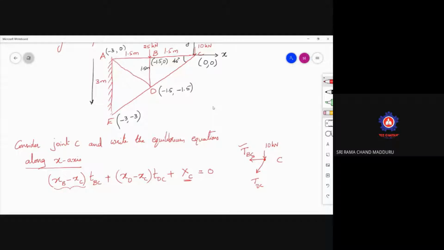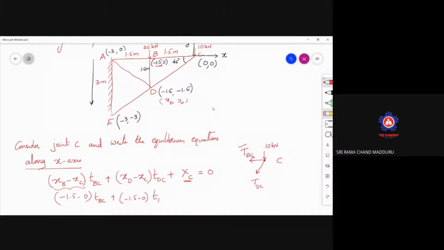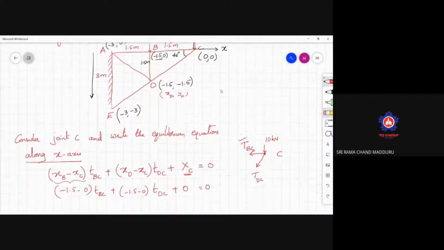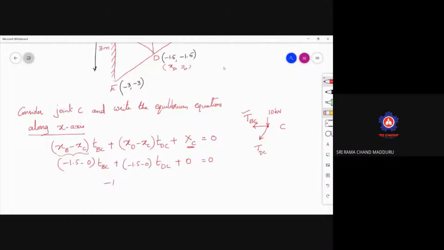Now, what is the value of xB? They are the coordinates: minus 1.5, and xC is 0, into TBC which is your unknown. xD is minus 1.5, minus 0, into TDC, plus 0 equal to 0. And this becomes minus 1.5 TBC minus 1.5 TDC equal to 0. You can consider this as equation number 1.